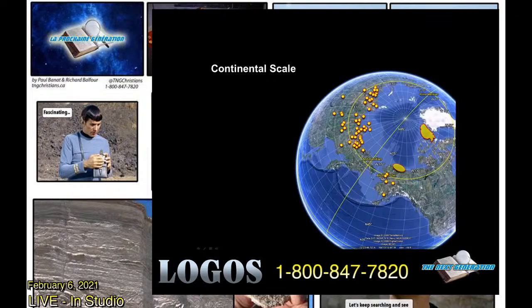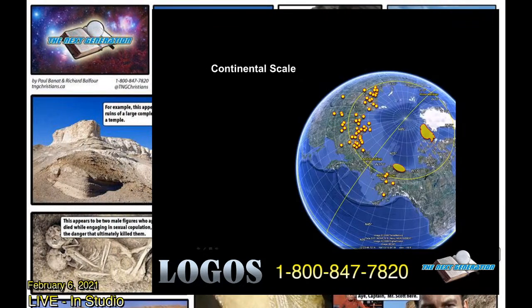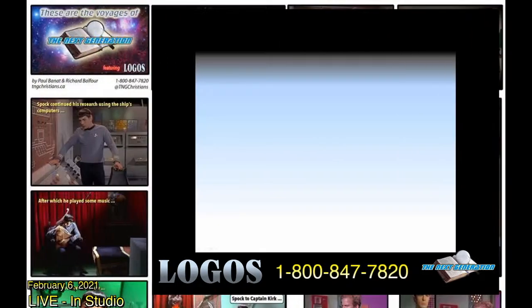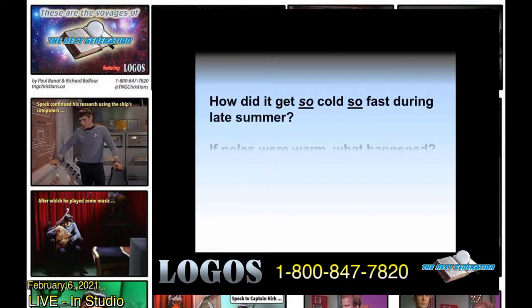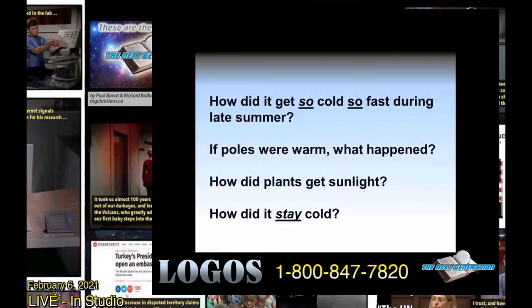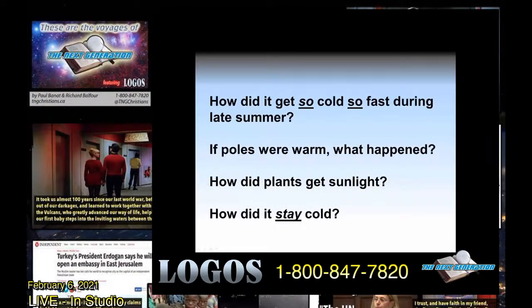Therefore, any theory must explain how these plants grew and how they received the solar energy they require to grow as they did. Only hydroplate theory will fully explain what happened. We will now unwrap hydroplate theory's explanation of events by answering these questions that any theory must address. How did it get so cold so fast during late summer? If the poles were warm, what happened? How did plants get sunlight? How did it stay cold?